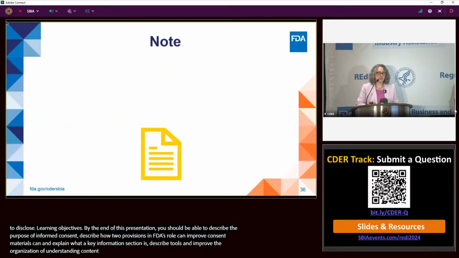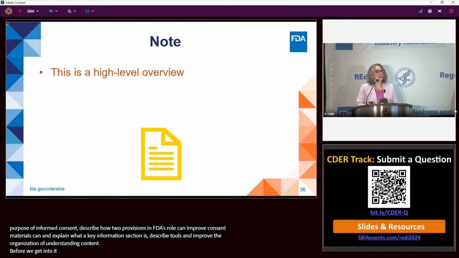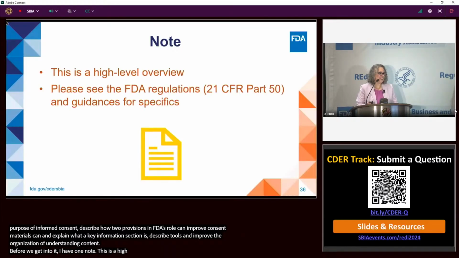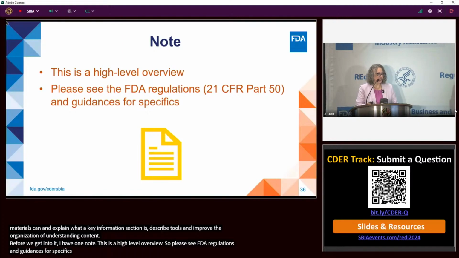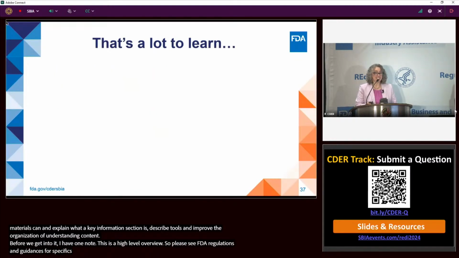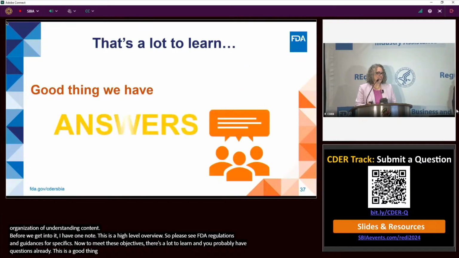Before we get into it, I do have one note. This is a high-level overview, so please see FDA regulations and guidances for specifics. Now, to meet those objectives, that's a lot to learn, and you probably have some questions already. So it is a good thing that Suzanne and I have answers.